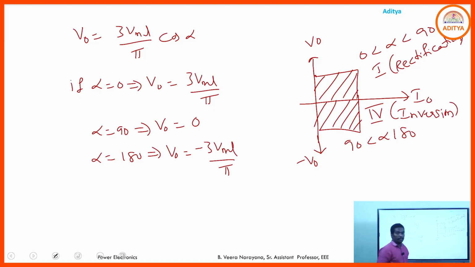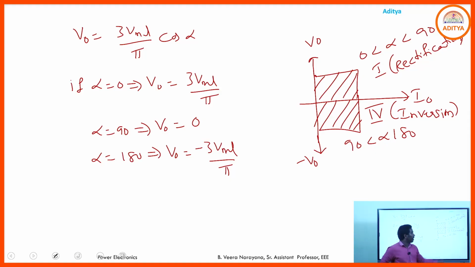So what is the meaning of rectification? It means some energy is transmitted from source to the load, whereas if you maintain alpha greater than 90 degrees, then inversion operation takes place. Some energy is transmitted from load to the source. So if you want two quadrant operation at a time, like first quadrant and fourth quadrant operation, simply we go with the single phase fully controlled converter.